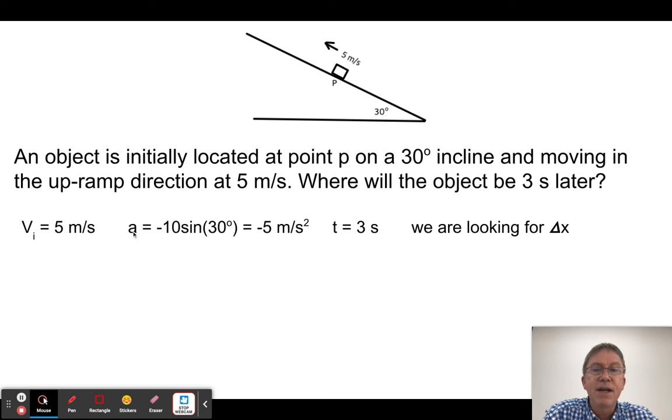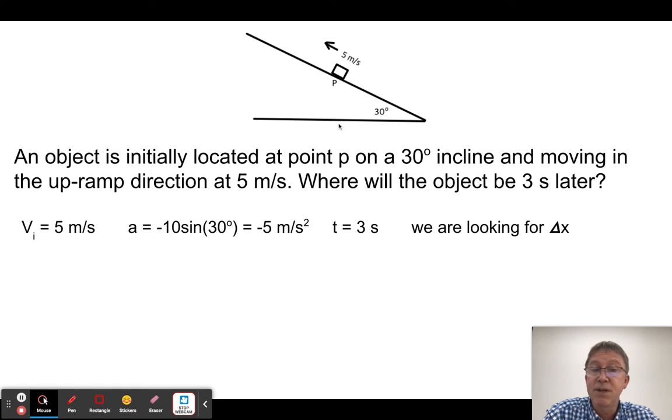I know I've got v_i, I've got a. Now, careful. Look here. The object is moving up, so I'm going to set up as the positive direction. Well, g sine theta is going to be in the downward direction, so I'm going to say negative 10 sine 30 is negative 5 meters per second squared. I know time is 3, and I'm looking for delta x.